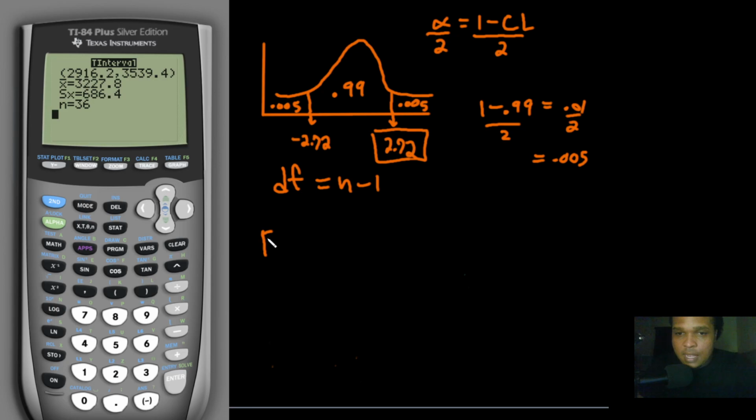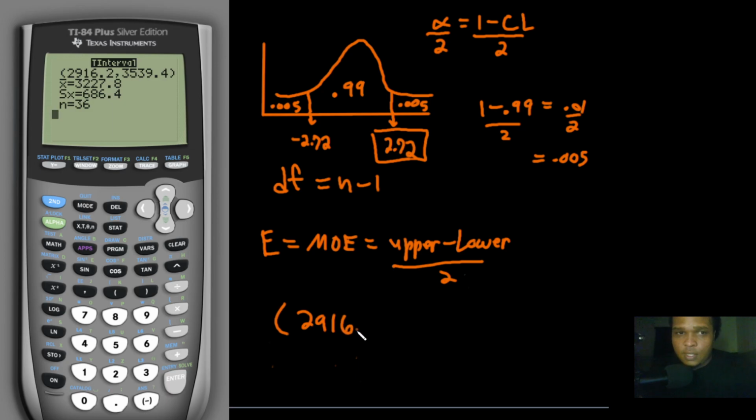So remember that E, which is margin of error. So let's say margin of error, abbreviation E, is going to be equal to your upper minus your lower divided by 2. Let's write that down. We have 2916.2, comma, 3539.4. This is your lower. This is your upper. And we're ready to roll.